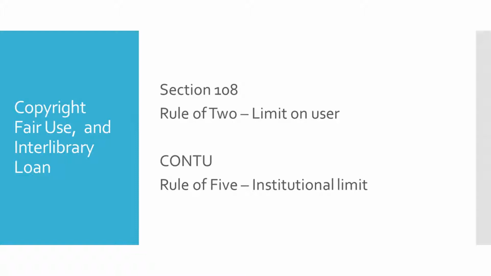In 1978, the National Commission on New Technological Uses of Copyright Works, CONTU, established the Rule of 5 for requesting libraries. Libraries can request up to 5 articles from the same journal title that were published in the last 5 years. Requesting and receiving 6 or more articles from a single journal title in a calendar year requires us to pay copyright fees to lawfully obtain the article.